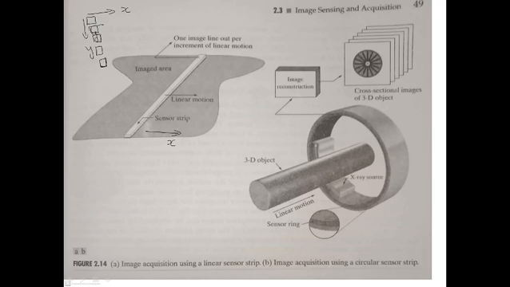So what it does is it eliminates the need of movement in one direction, which was done by using a cylindrical object. So the complexity of the circuit would reduce. This is the advantage of the linear sensor. Clear with this linear sensor?